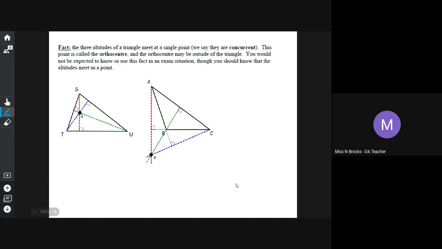So our fact for altitudes when they're concurrent is that they go through a point called an orthocenter. Now, just like the altitude didn't have to necessarily be inside the triangle, the orthocenter can be outside the triangle too. So you can see in triangle STU, point X is our orthocenter inside our triangle where the three altitudes meet. For triangle ABC, our point X for our orthocenter is outside of our triangle where all the altitudes meet. But this is just an interesting fact and not something that you'll be examined on.